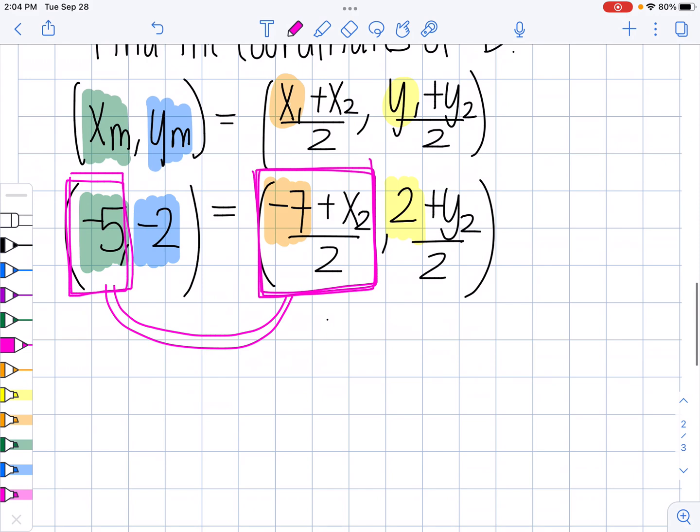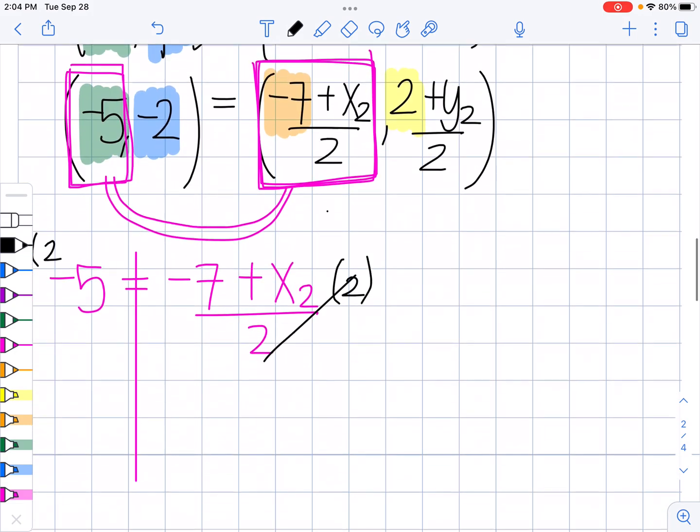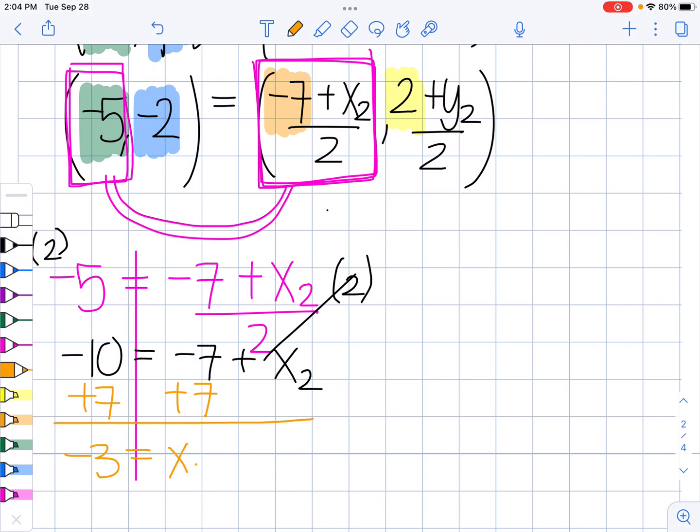So I can write an equation. -5 equals (-7 + x2)/2. So let's solve. I'm going to put a line down the middle. Because this whole thing is divided by 2, I'm going to multiply by 2 to cancel it out and multiply this side by 2. So I get -10 is equal to -7 plus x2. I need to get x2 by itself. The opposite of -7 is +7. I'm going to add 7 to both sides, and I end up with x2 is equal to -3.